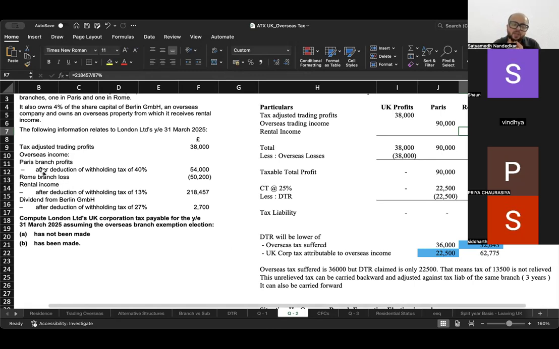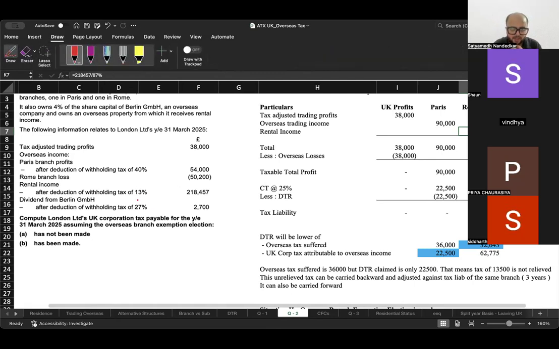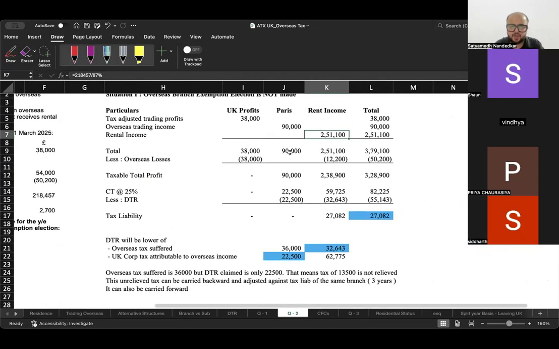Cool. So this is rental income after deduction of withholding tax of 13%. Tax suffered in this location is 13. Tax suffered in Berlin is 27. Lower tax was suffered in this location. So you should adjust your overseas loss first against UK income, then against this particular source. So 50,200 में से 38 यहाँ पे adjust करो, 12,200 यहाँ पे adjust करो. Your taxable total profit will be this, and then calculate the DTR.